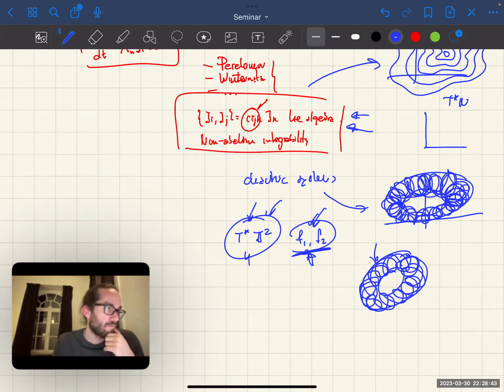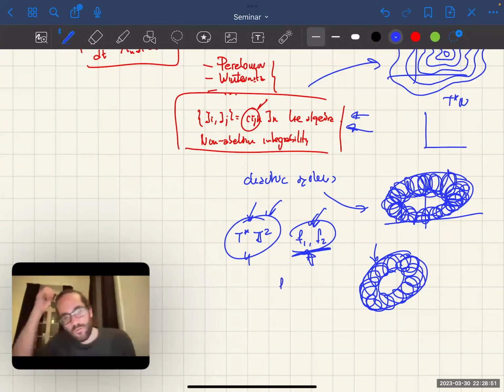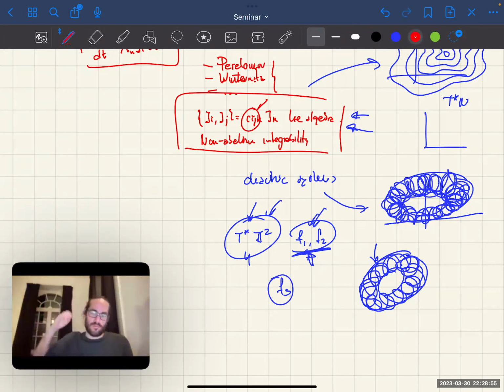There are systems that are called superintegrable, in fact, and in this case, there will be a third constant of motion. And if you have such a thing, it turns out that within the torus, you will come back to the initial problem. I mean, we have something, and it will be closed within this torus.